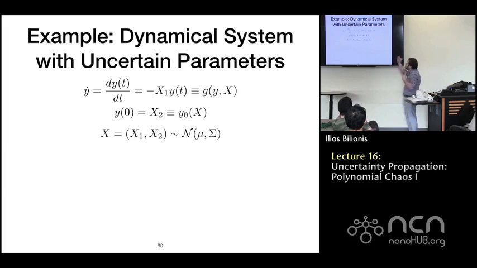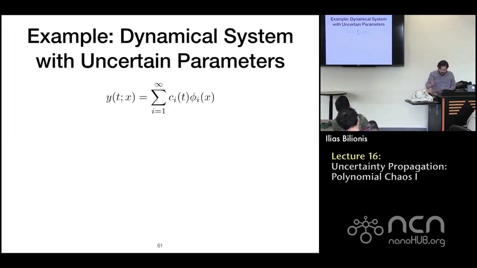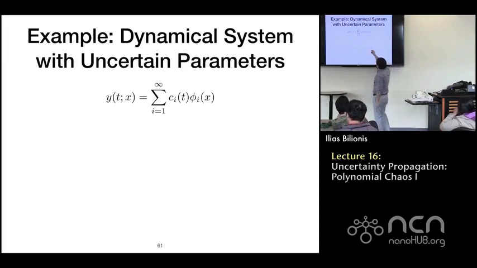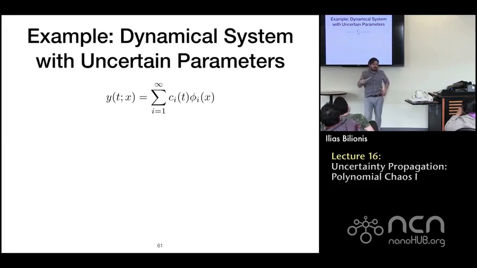Okay, so here's one example of what you can do. Let's take the dynamical system through which we propagated uncertainties the other time. We have the rate and the initial conditions being random numbers, and they're both standard normal. What you do is take the solution and expand it in these polynomials. Now the polynomials are a function of the random variables, so the coefficients are functions of time. You have a different coefficient at every time.